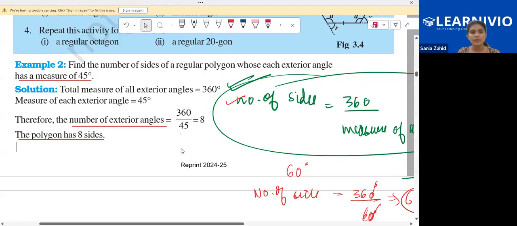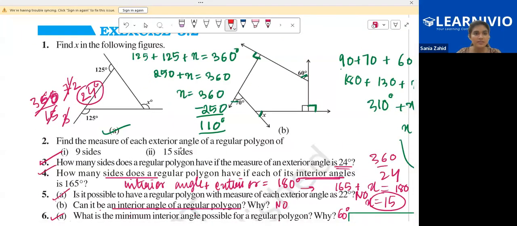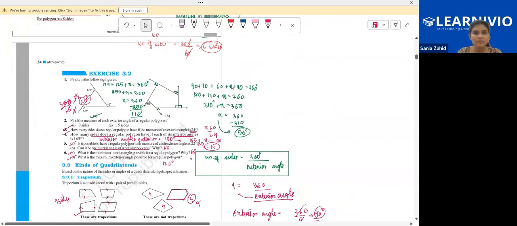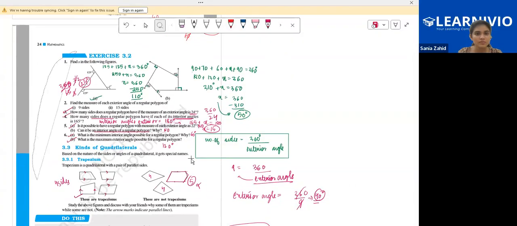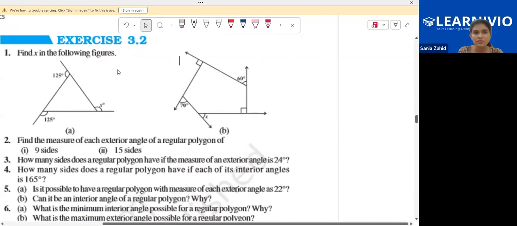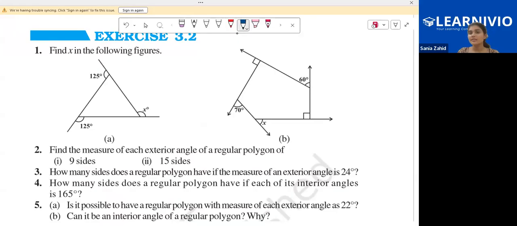Yeah, done. Okay. Now, similarly, you have this exercise questions with you. Now, what does it say? First is find x in the following. So I told you what is the formula. Sum of all exterior angles is equal to 360 degree. So you add all the exterior angles. So you will do 125 plus 125 plus x should give you 360 degree. So x is equal to 360 minus 250, right?